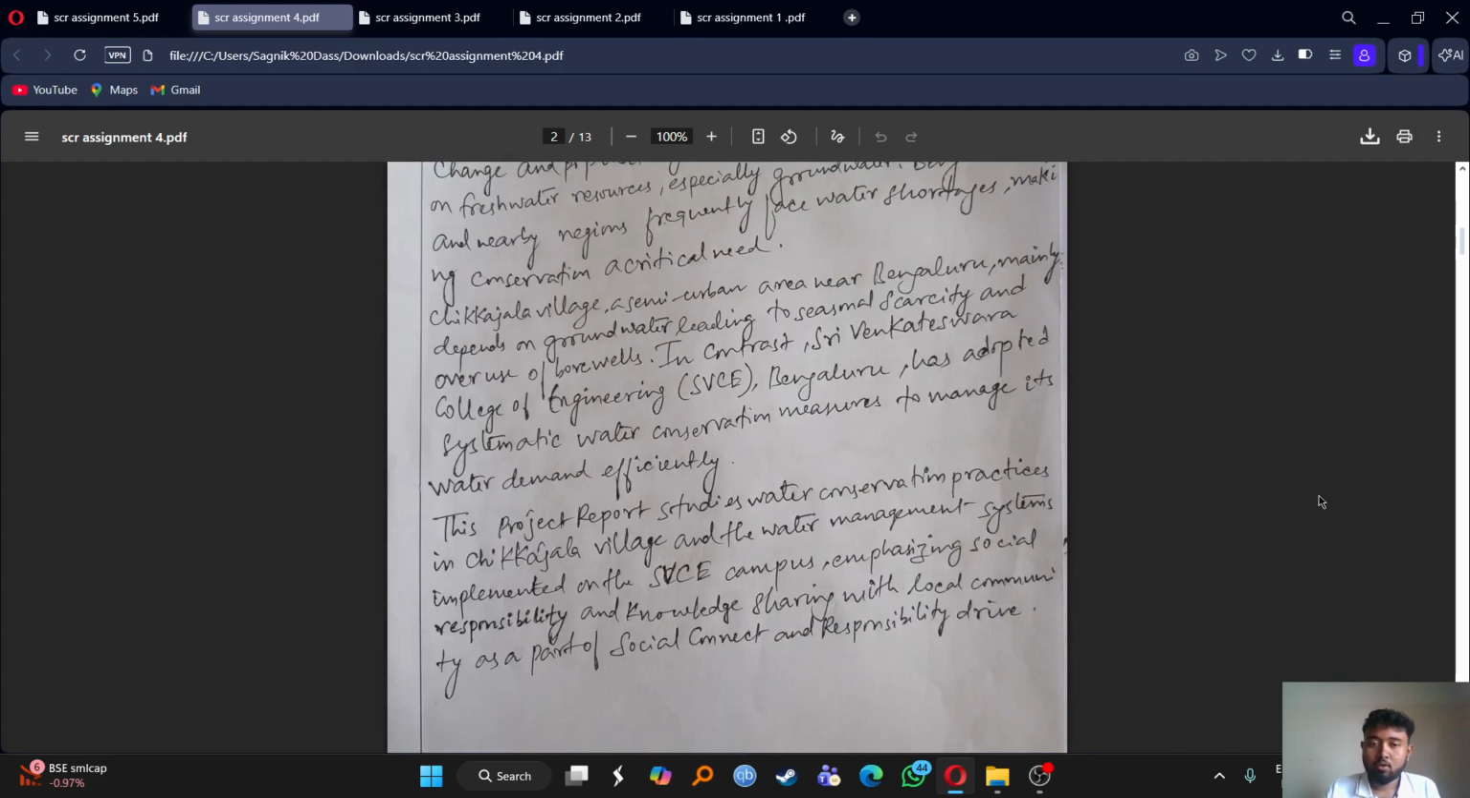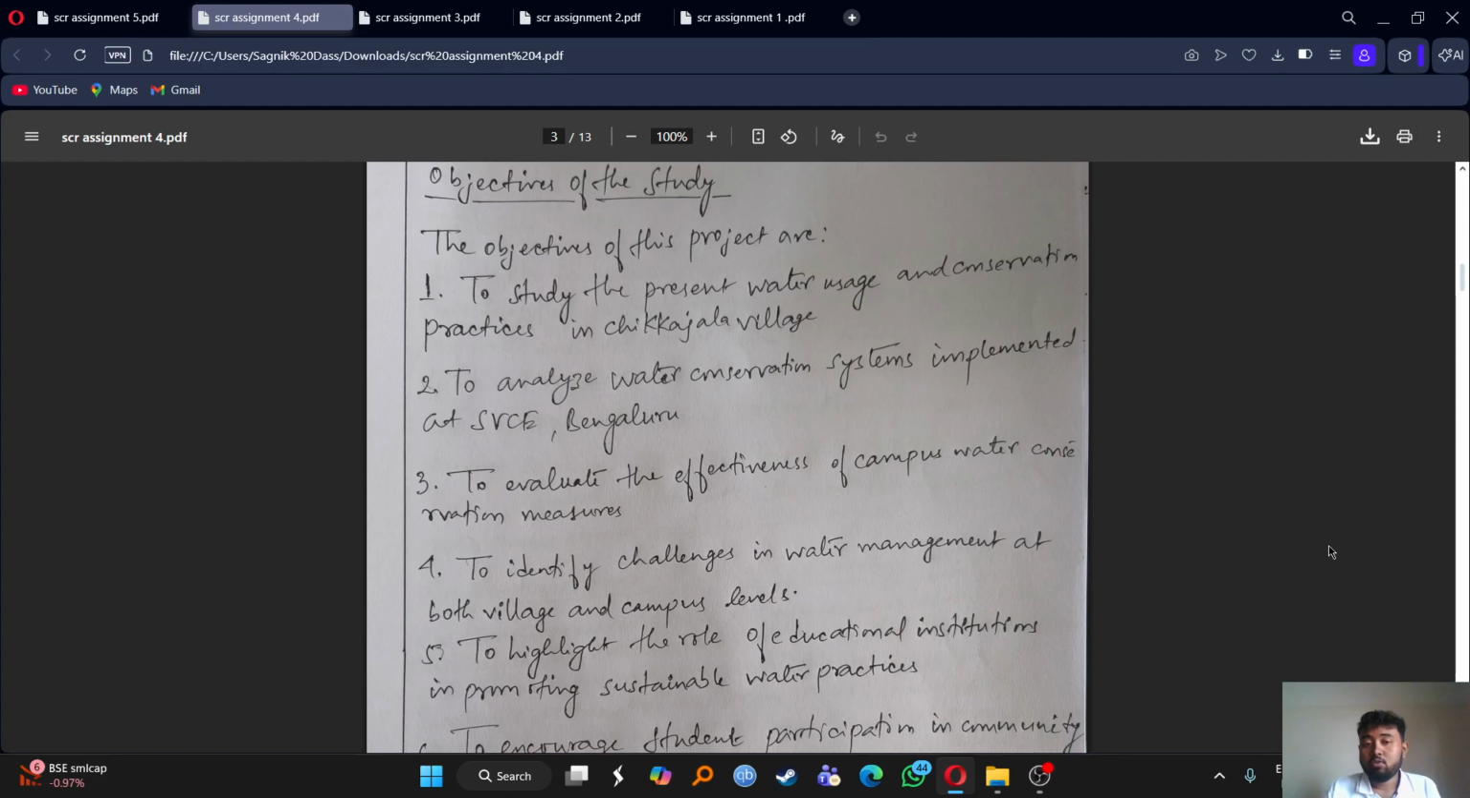So as a part of this activity, we chose Chikjala village, a semi-urban area near our college, similar to the organic farming village. As in the organic farming, we did this activity in Chikjala village near our SVC college, to check the water conservation measures which have been taken by the government and the local authorities, and also to check the demand. What are the water demands in this village?